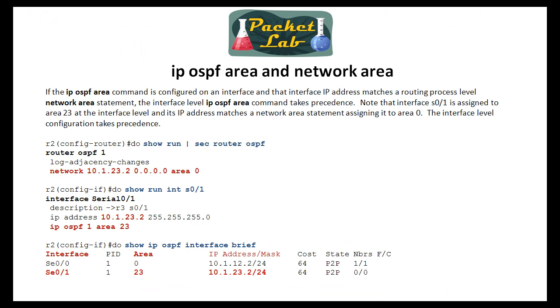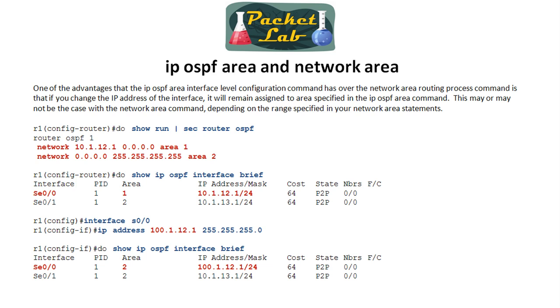And as I mentioned earlier, one of the advantages of the IP OSPF area interface command is that you can re-IP the interface and retain the same OSPF area assignment. Again, this could be a boon or a bust depending on how you are wanting to change your topology. If you want to keep the same OSPF area, then it's great. If you want to change it, well then you'll have to remember to change your IP OSPF area command to reflect the new area. If you do want to maintain the same OSPF area, then this does have an advantage over the network area command.